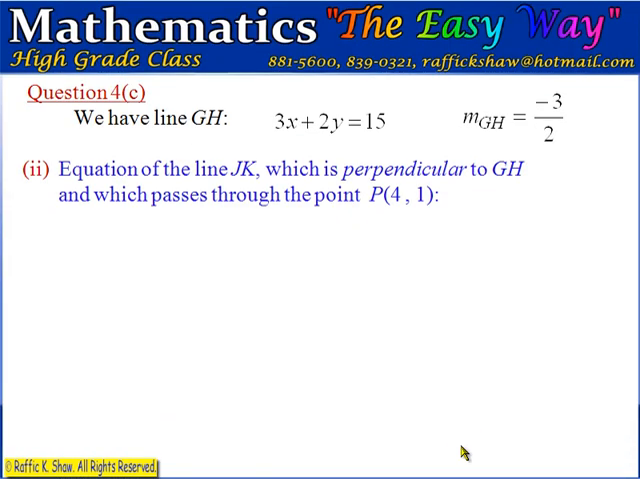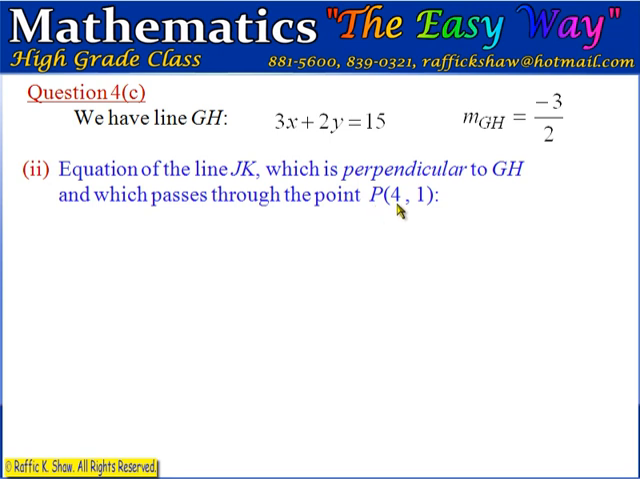Now what we have so far is a line GH with the gradient of GH being negative 3 divided by 2. And now we are told of the line JK, which is perpendicular to GH and which passes through the point we have called P41. We want to find the equation of this line JK. So here we want the equation of a line JK which is perpendicular to GH and which also passes through the point which we have called P41.